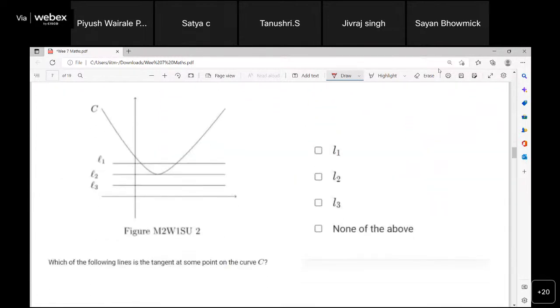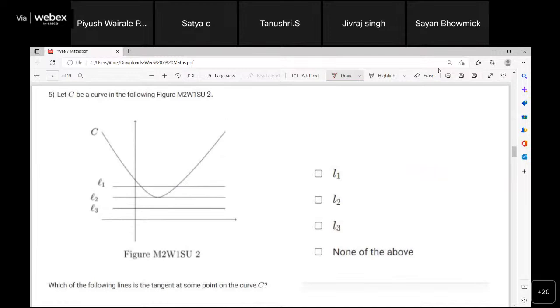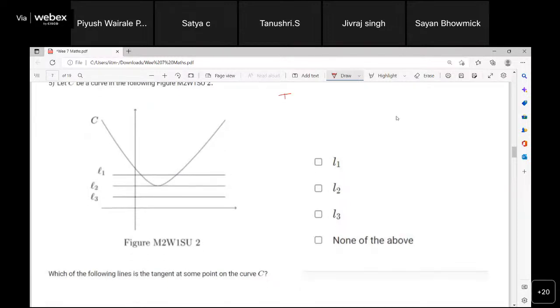Okay. So first tell me, what is a tangent? What is the definition of tangent?